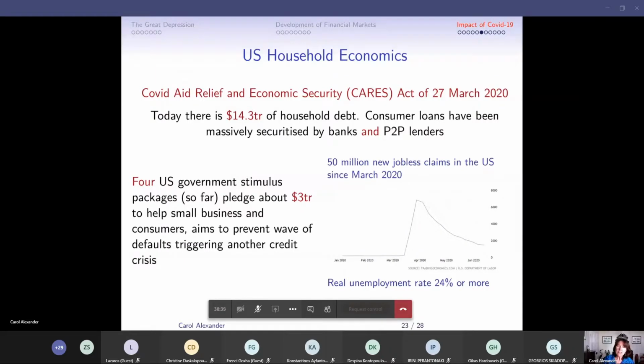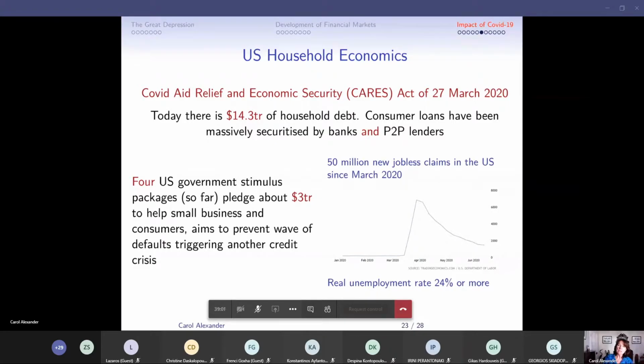Well, the US household economics is not as healthy as one might think, where there's, of course, the COVID Aid, Relief and Economic Security Act of 27th of March, initially pledging $2 trillion, and there have been other stimulus packages since then, in total about $3 trillion to help small businesses and consumers.